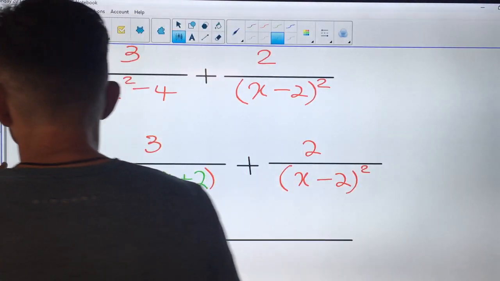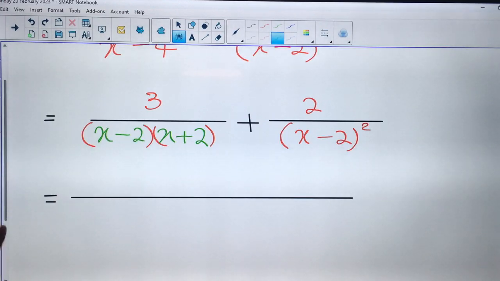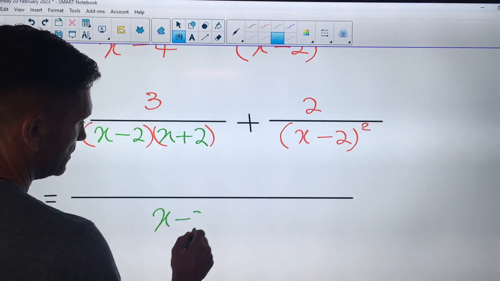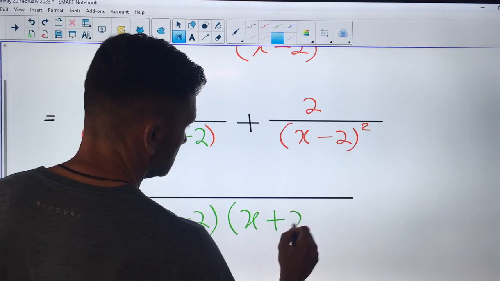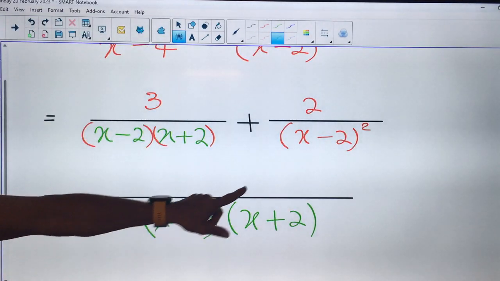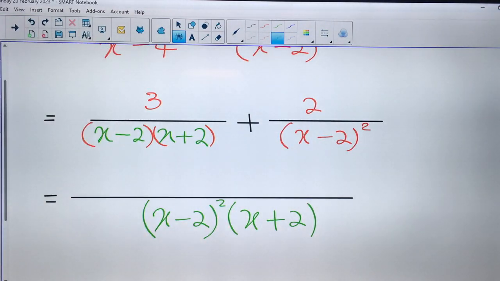Okay, so what is the new denominator? The two brackets now, x minus 1 and x minus 2. So x minus 2 and x minus 2 and x plus 2. But you can see there's a square, so that means that this one, you must use the square. The highest power is the one we use. So in the first one, what is short here?